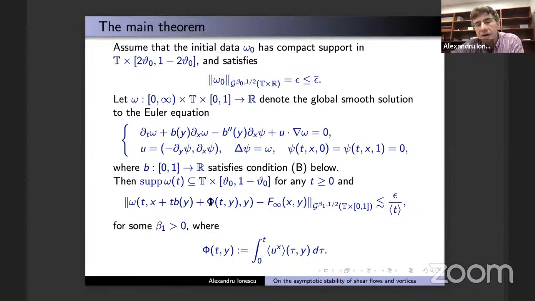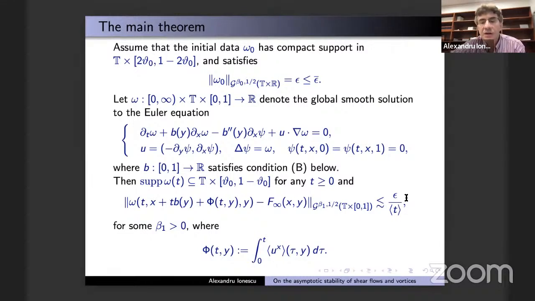As we see, this function, capital Phi here, depends on a certain average. So we look at one component of the solution, u_x, and we take an average, meaning the zero mode. So we get a function that depends only on y. This is constructed every time. As time increases, we construct this correction dynamically. And the conclusion is that if we correct it in the right way, then omega is going to converge to a final state. And it converges in a certain space that's a little bit weaker than the space we started with, but still a Gevrey norm. And we also have a rate of convergence.